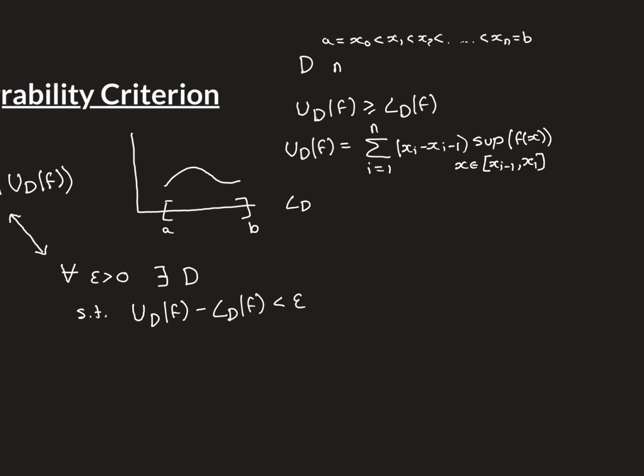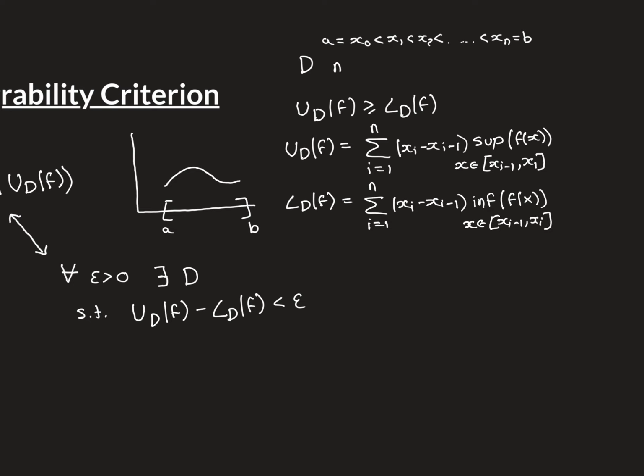Whereas the definition for the lower Riemann sum is then that it's the sum from i equals 1 to n of, again, the length of the intervals x_i minus x_{i-1}, but this time you want the infimum of the value of f(x) for x an element of that interval from x_{i-1} to x_i.